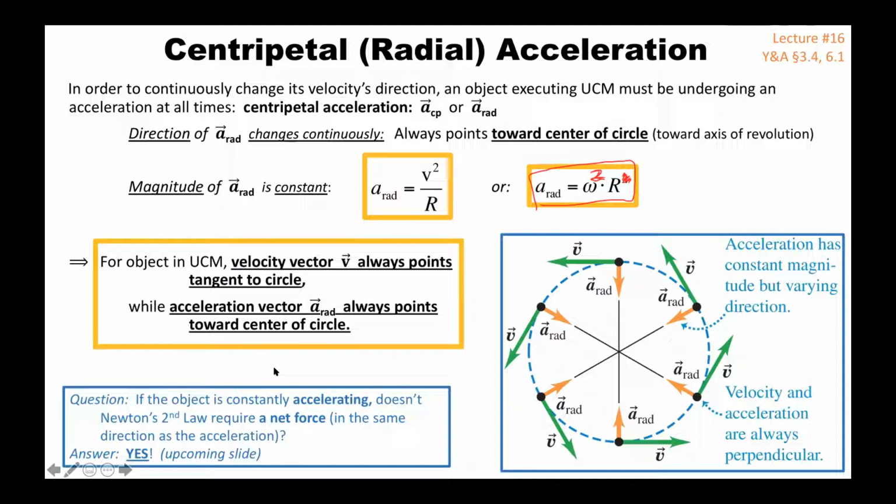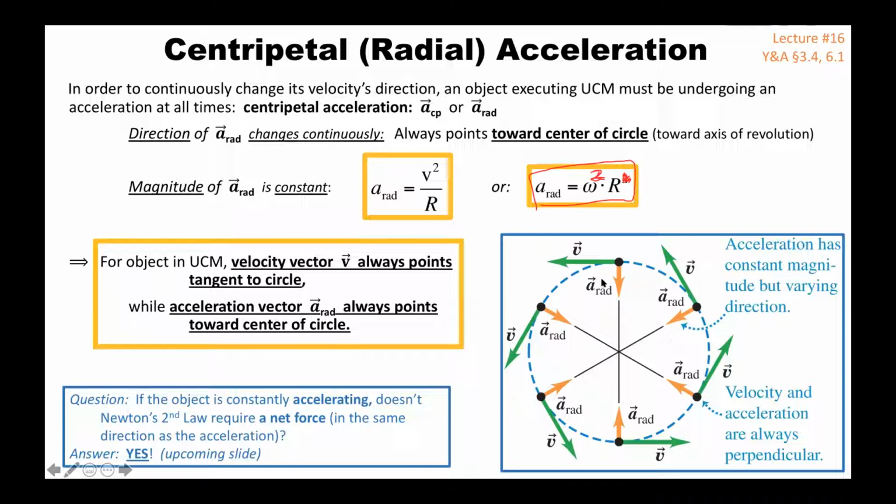Now, finally, the last bit of theory to talk about is force. If an object is constantly accelerating, like it is here, if it's always undergoing an acceleration, doesn't that require some net force to create that acceleration, according to Newton's second law? And the answer is yes. In fact, it does require a net force. So an object can only trace out uniform circular motion if there is some net force acting on it at all times toward the center of the circle, the center of the revolution that it's undergoing. Now, I'll get to that in just a moment.